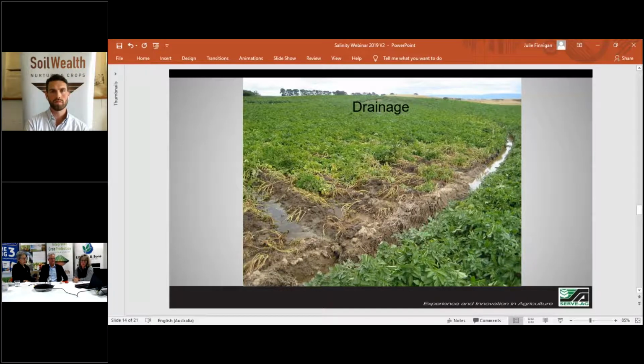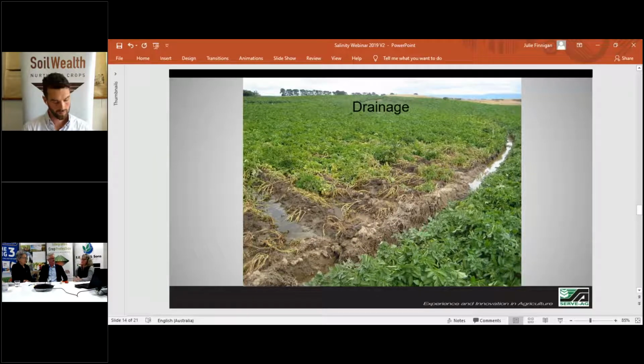So the next topic is really drainage. Quite often we talk about getting water onto a paddock, but in all cases, and especially this one, it's very important to get water off. One question I was going to ask is, does the EM38 help you with planning for drainage, or do you need different information?